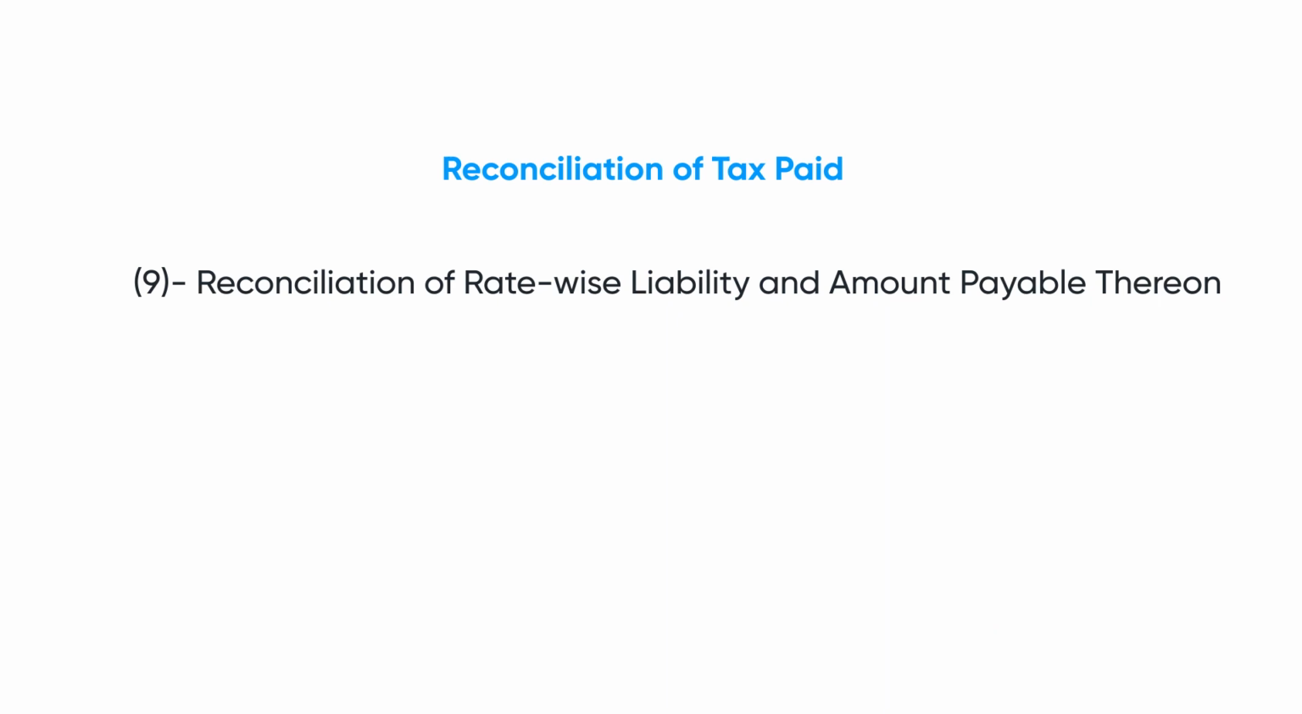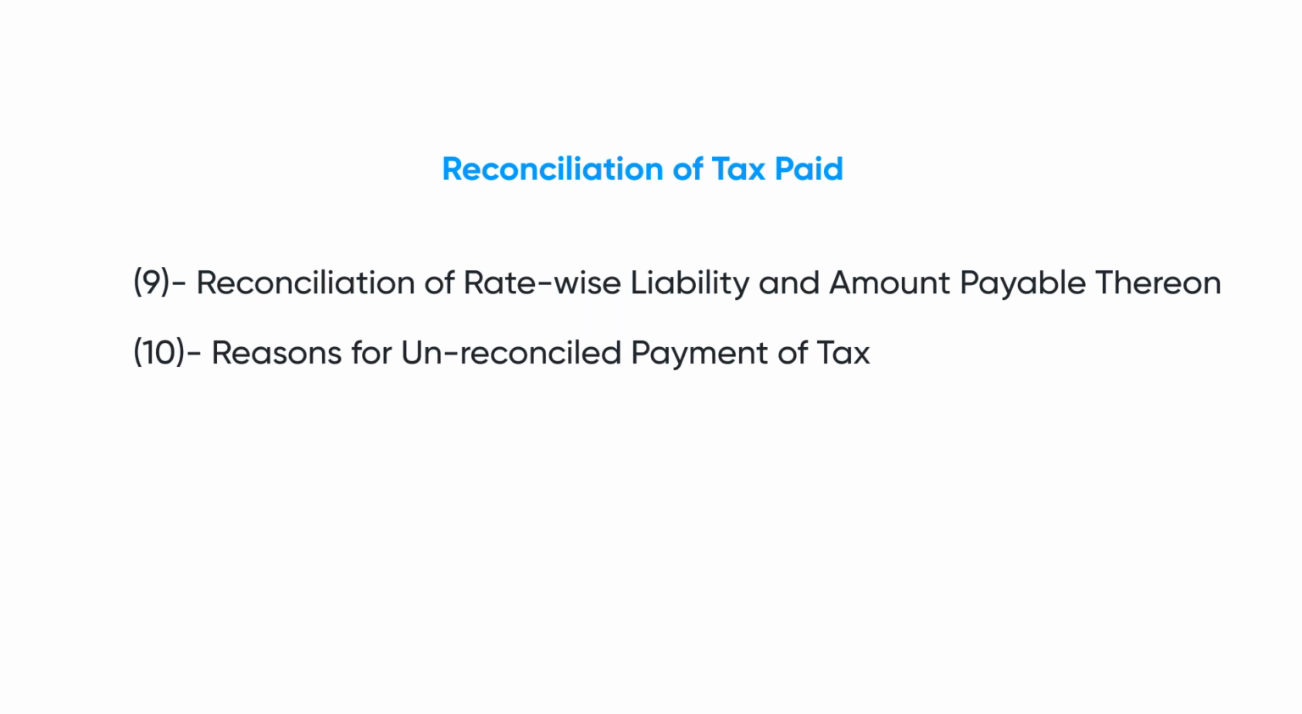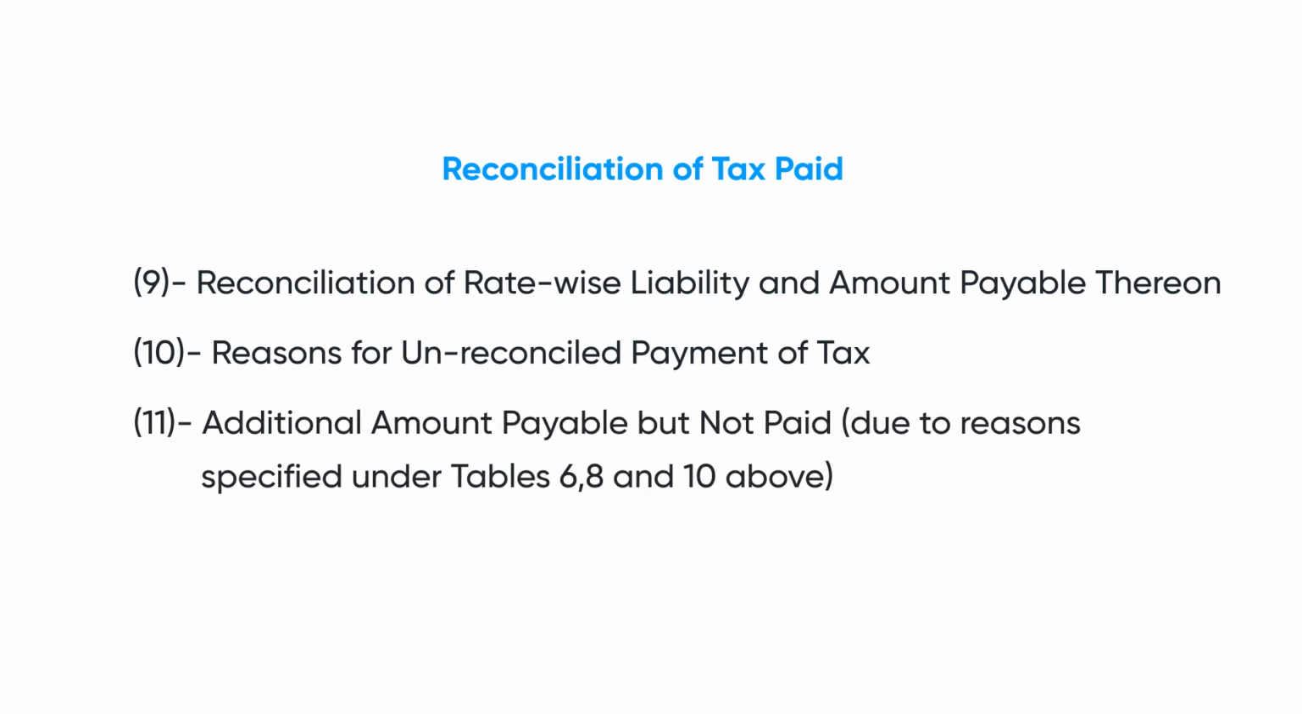Part 3, reconciliation of tax paid. This part comprises 3 tables. Table 9, reconciliation of rate-wise liability and amount payable thereon. Table 10, reasons for unreconciled payment of tax. Table 11, additional amount payable but not paid due to reasons specified under tables 6, 8 and 10.